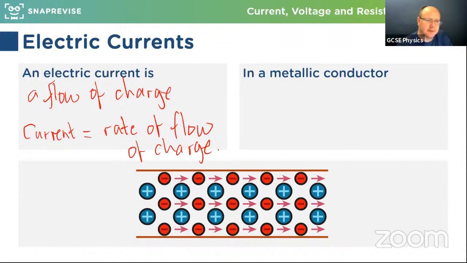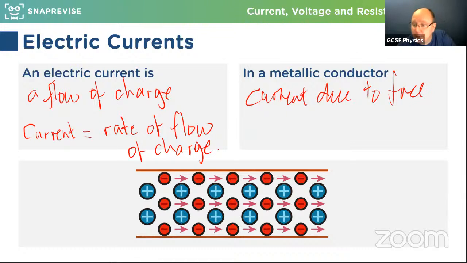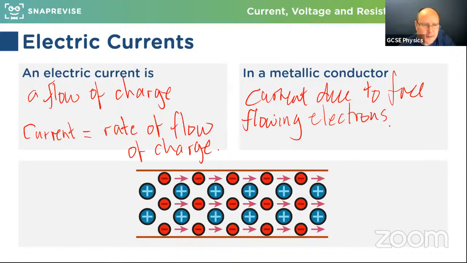Free moving electrons. So in a metallic conductor, the current is due to free moving electrons or free flowing electrons. Those electrons are the charges moving to cause the current. And a metal has a sea of delocalized electrons, which are free to be influenced by an electric field, which we'll talk about in a moment.